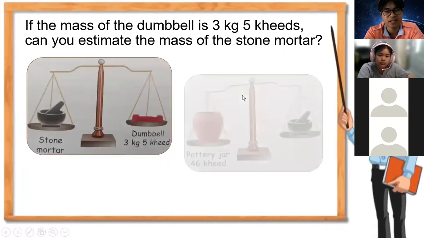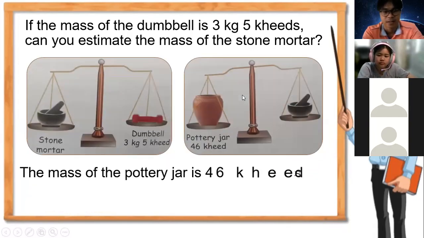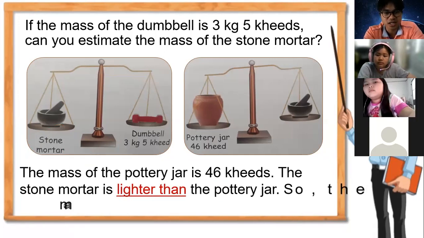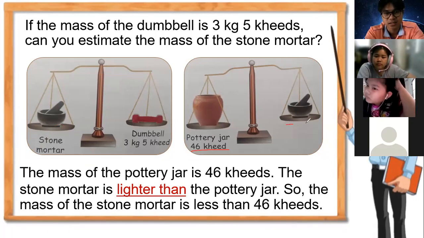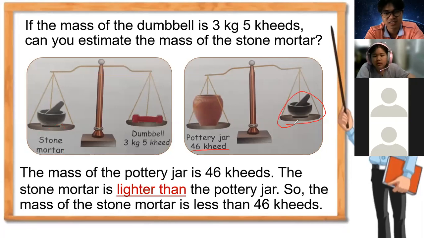All right, look at here. The mass of the pottery jar is 46 kids. This one, pottery jar, 46 kids. So this is the stone mortar. The stone mortar is lighter, because you can see here the balance. So it's lighter if you compare this. So by estimation, the mass of the mortar is less than 46 kids because it's lighter than the pottery jar.